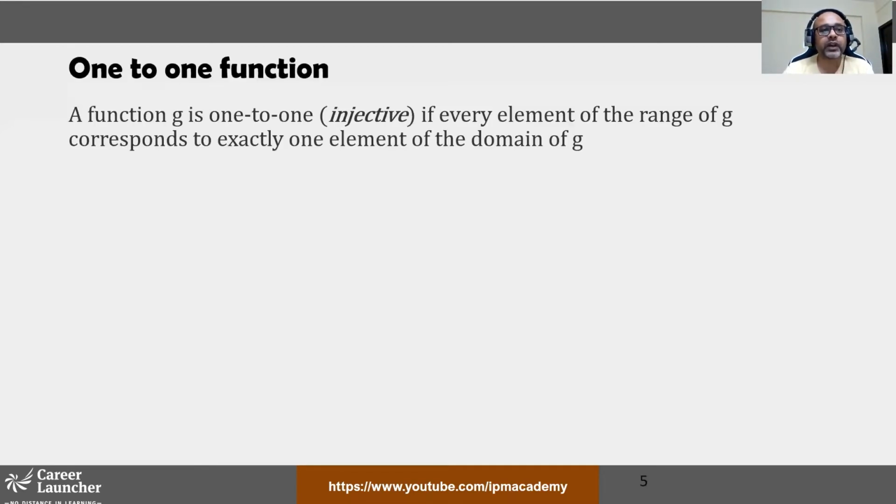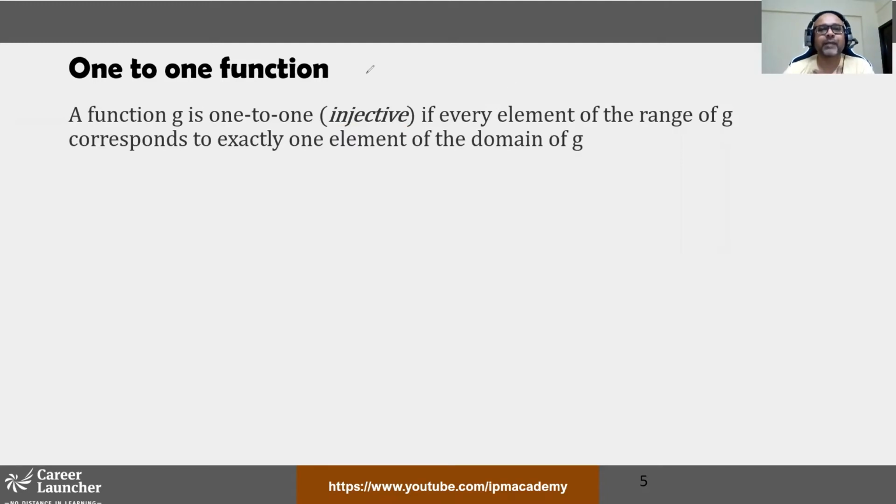So what is a one-to-one function? A one-to-one function is also called an injective function. Please note the name. A function g is injective if every element of the range of g corresponds to exactly one element of the domain of g. So let's forget about the technical definition for now and understand the concept. What is the meaning of it?